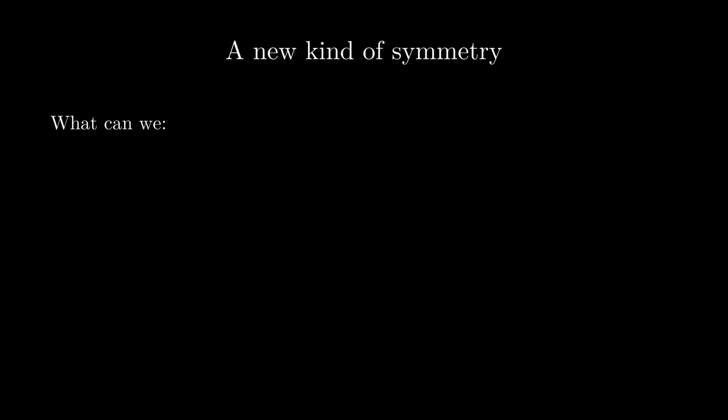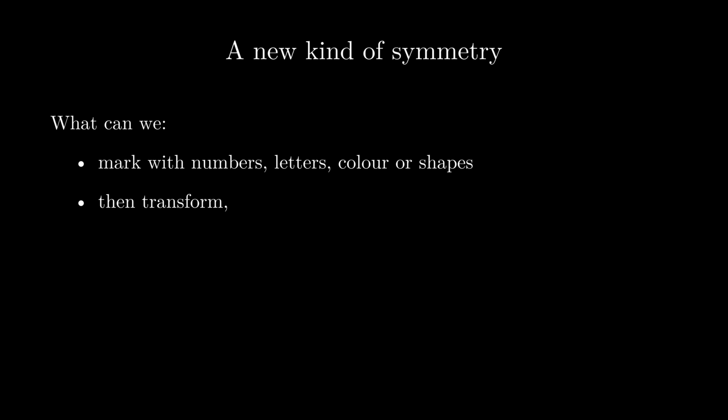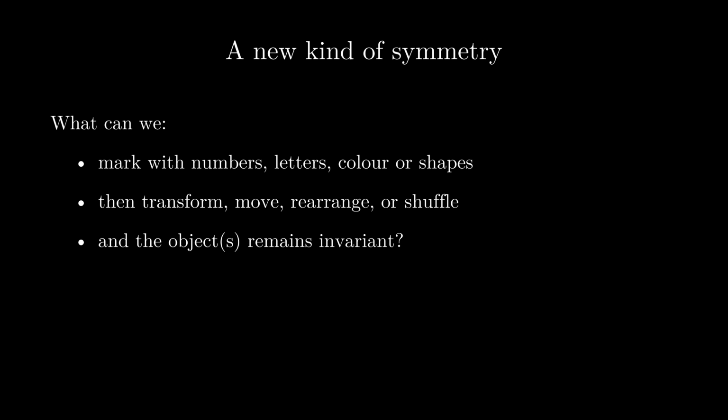Let's think about things that we can mark, could be with numbers, letters, or even colour or shapes. Then transform, i.e. move, rearrange or shuffle, and somehow something stays the same. So if we removed the markings, we wouldn't be able to tell that anything had happened. Feel free to pause and think for a moment if you can think of something that might have these properties. In fact, this object uses all four types of markings, and we shuffle it.